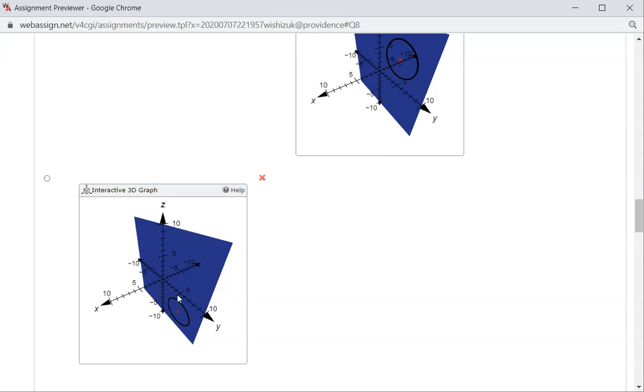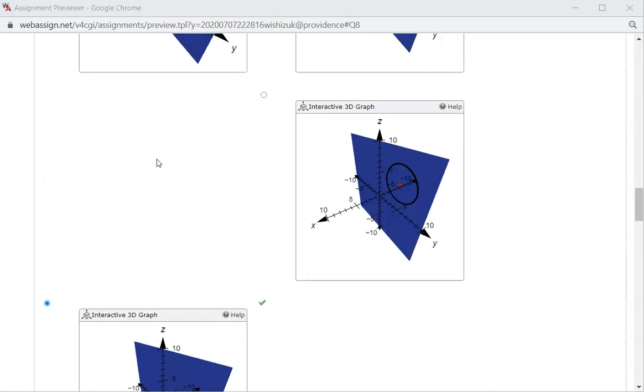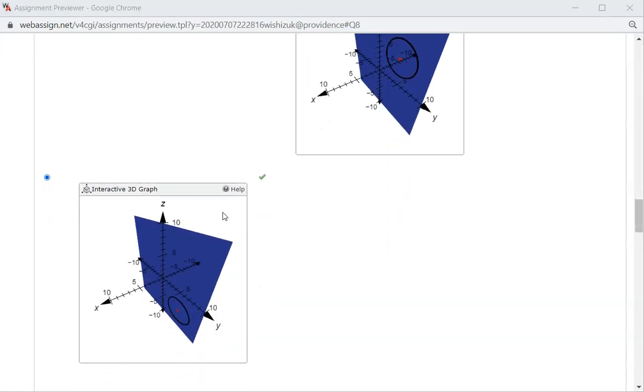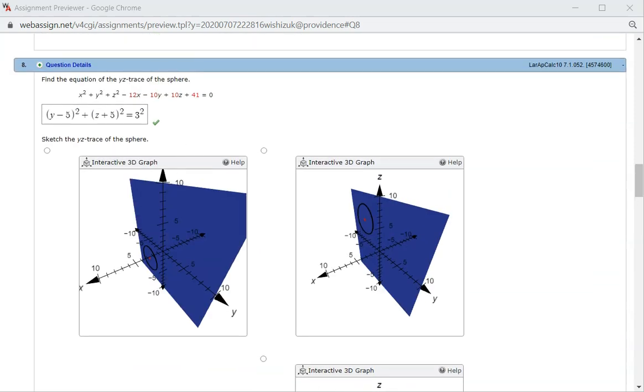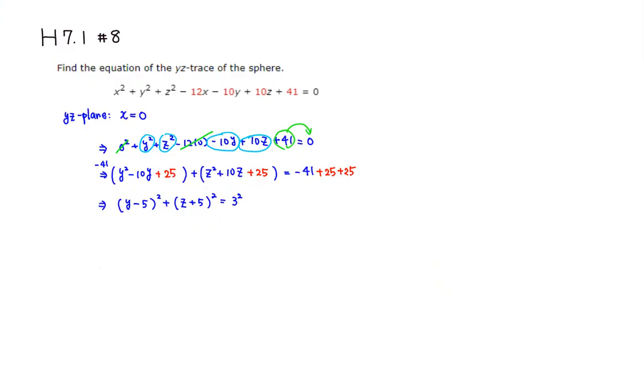So this should be the YZ trace. Let's click on that and check the answer. I came back and it looks like we got the correct picture as well. That's it. I hope that this was clear.